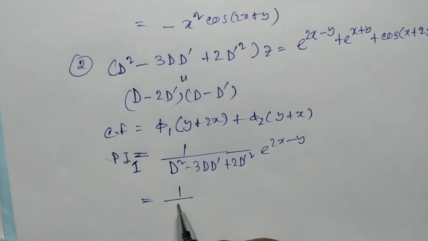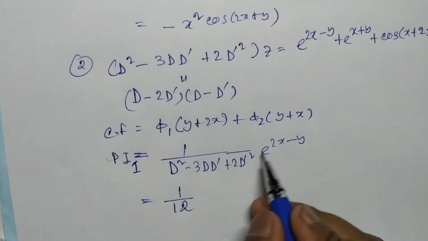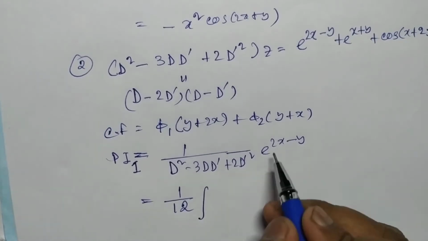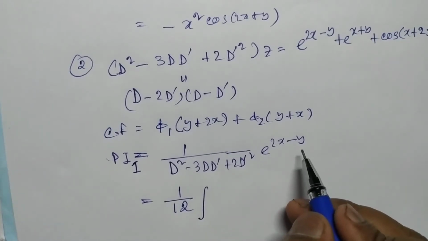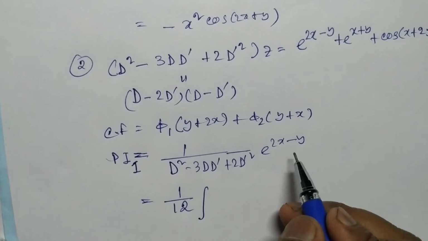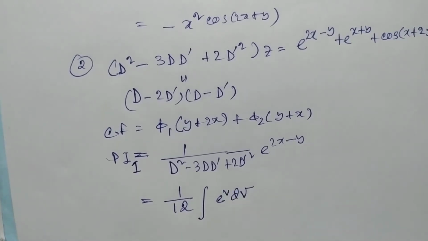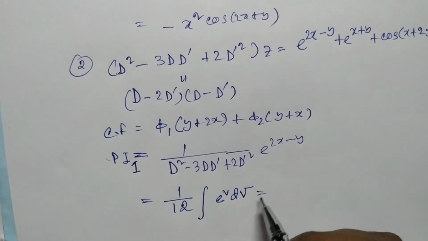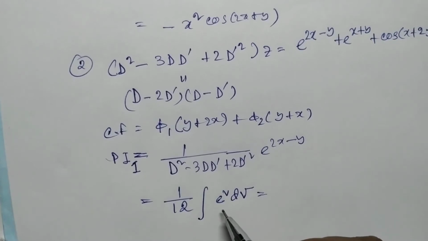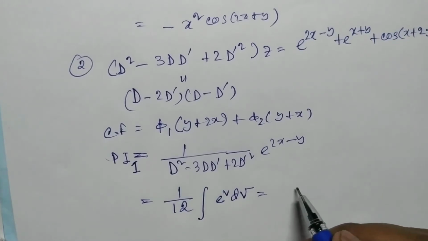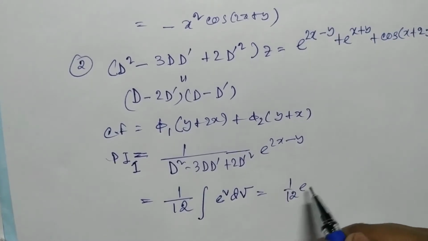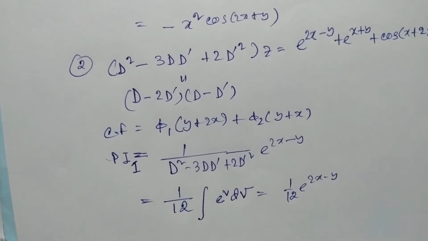You can see this will be 1 over 12, and this part is integration. We are assuming that 2x minus y is equal to v. So e to the power v dv. So finally it gives us e to the power v only, and so 1 over 12 e to the power (2x minus y) will be the first particular integral part.